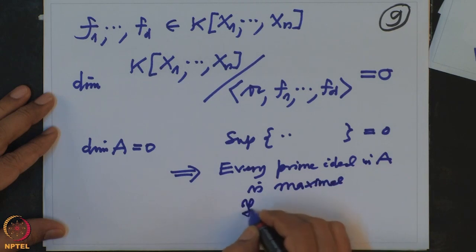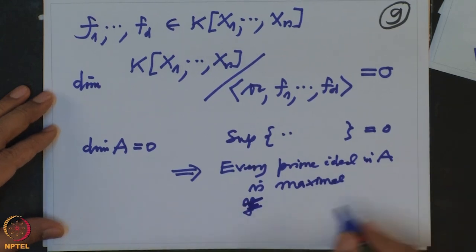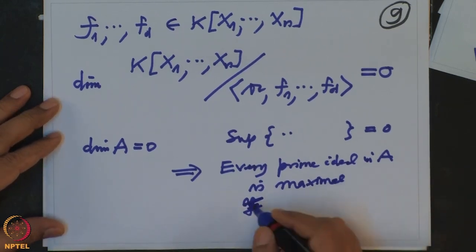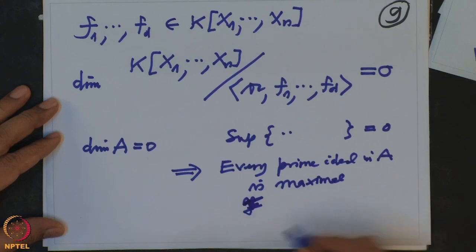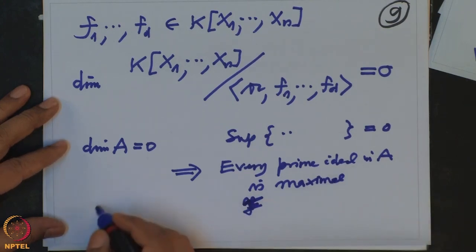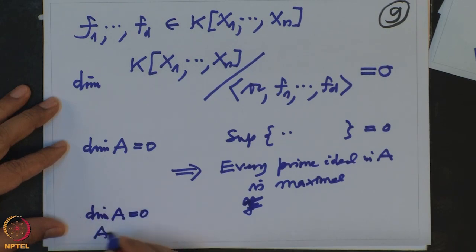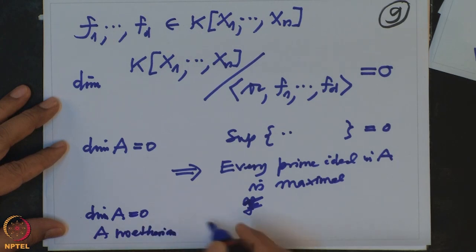Because if you have a prime ideal P, it itself should be maximal. If it is not maximal, it is contained in a maximal ideal, but then the supremum will increase. So therefore, every prime ideal is maximal. So such rings are called Artinian. So dimension of A equal to 0, and A Noetherian. These rings are precisely called Artinian rings.